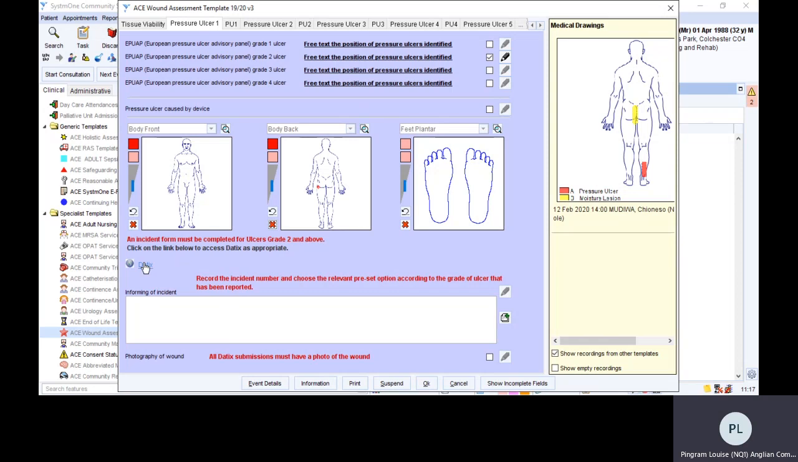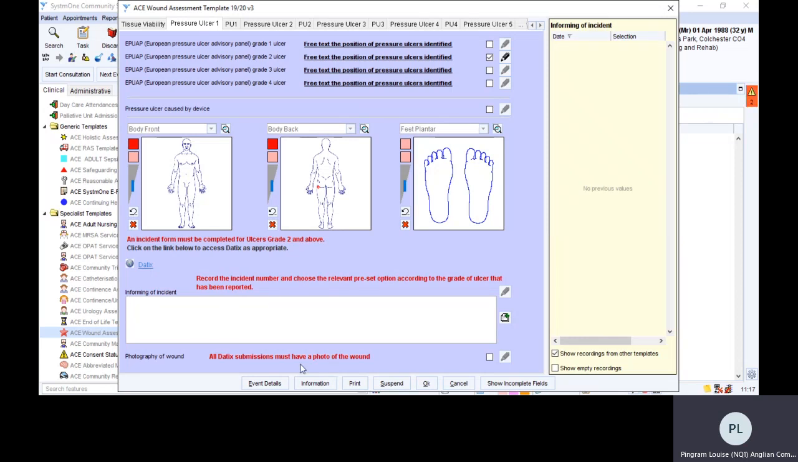There's then a link to the Datex. If you found a category 2 wound or above, or moisture damage, it does need to be on Datex, and then you'd write in there that that Datex was submitted. There's also just a prompt to say that photography of the wound has been taken, because obviously for every pressure ulcer, wound photography should be taken, because this allows TVN to confirm the Datex.